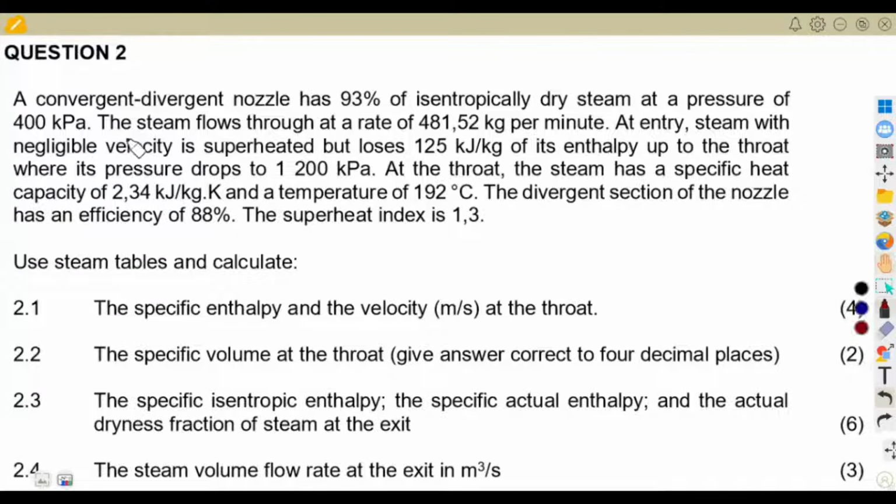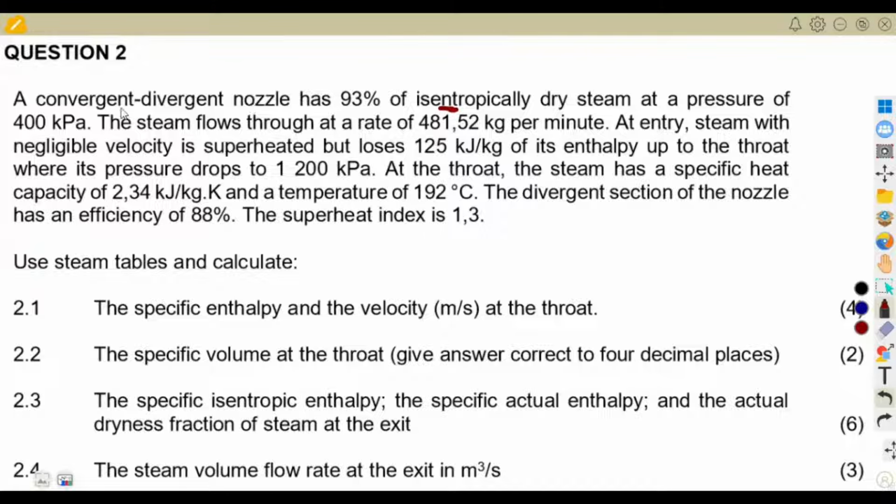This was question 2, and that is a convergent divergent nozzle. It has 93% isentropically dry steam, so this is isentropically dry steam at a pressure of 400 kilopascals. This is it about the nozzles.